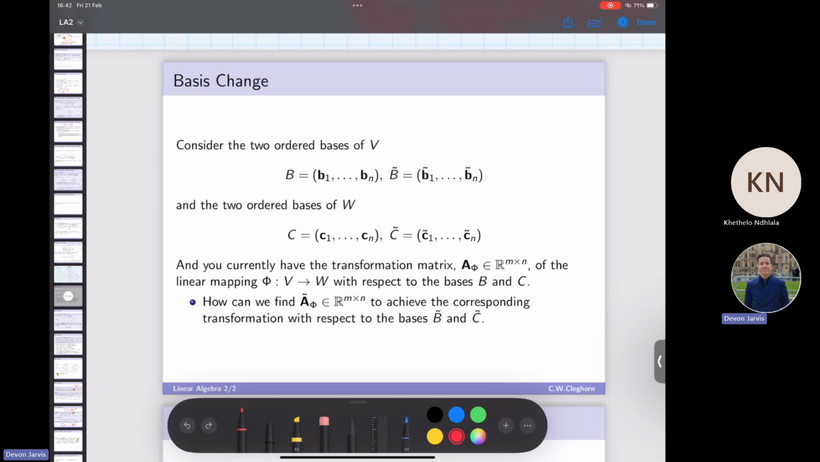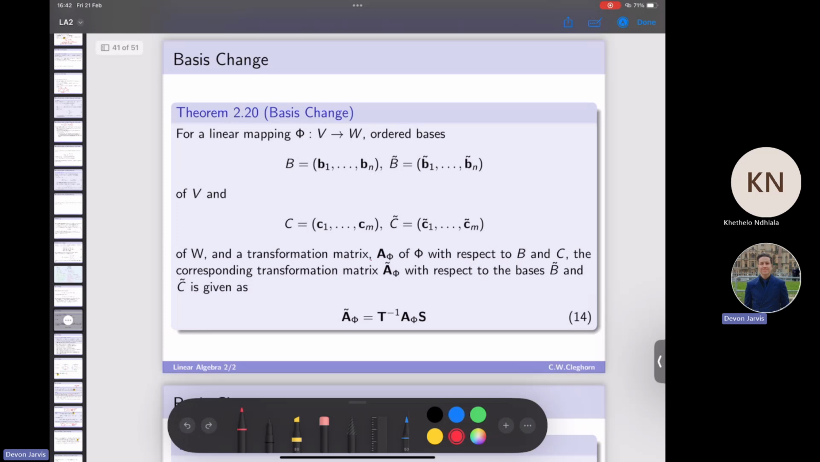Okay, now I've given you another mapping from B to C. All right, I've called it A. But I can also change bases from B to B tilde and C to C tilde. Now, I really want to know what is the corresponding transformation that I can apply to B tilde to get to C tilde that would give me the same thing as between B and C. Okay, how do we keep those 2 things aligned? Can we solve that? Okay, and the answer is yes, we can.